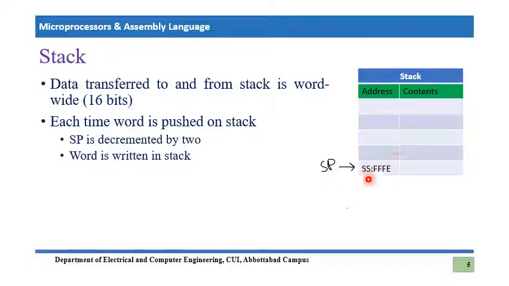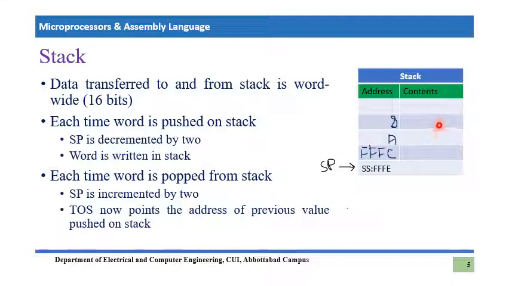For example, it is FFE, so the next value of it will be what? F F minus 2. That means 14 minus 2 will become what? 12. So that will become C. The next value will be A. The next value will be 8. So every time you push some 16-bit value onto the stack, that means a word is written into the stack, and SP is decremented by 2. So every time we are storing information, it is decremented by 2.